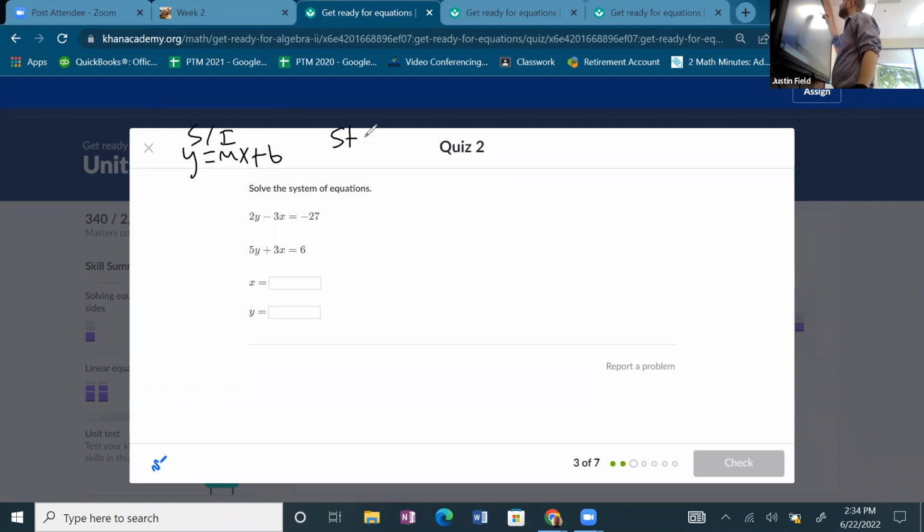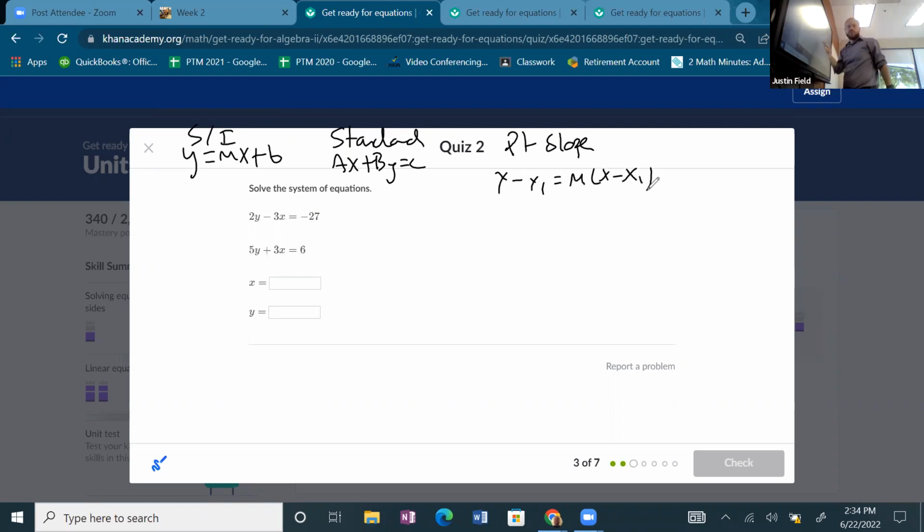Slope-intercept, standard, and then point-slope: y minus y1 equals m times (x minus x1). You can ask me about those, but because both of these are in standard form, we're going to use elimination. And look, we even have opposites in the x's, so we can just add these together.